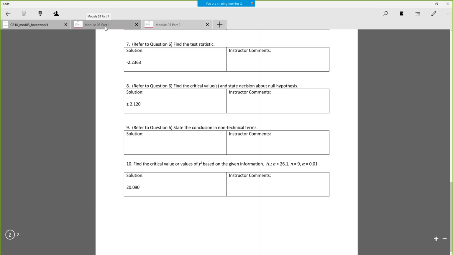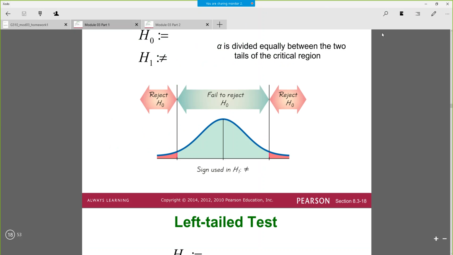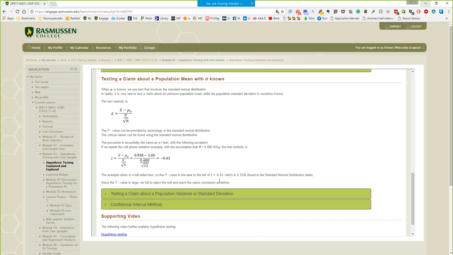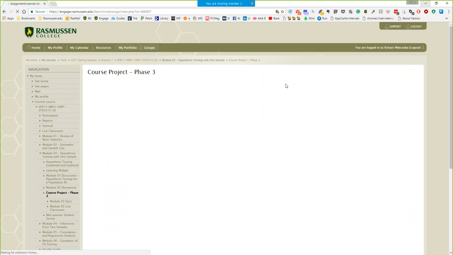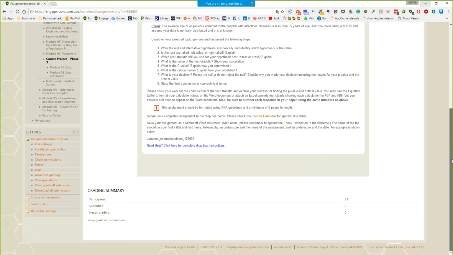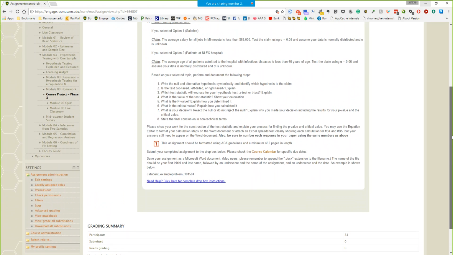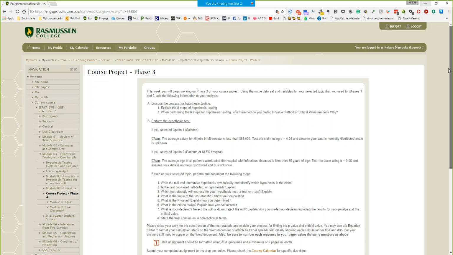Okay, now I recommend you read part 1 and part 2 of the PDF. Okay, and you should be able to do the quiz with the help of the spreadsheet. And after you've done all that, you should be able to do the course project phase 3, because phase 3 is about hypothesis testing. Okay, so make sure you understand the hypothesis testing before you attempt to do the course project. And if you have any questions in the meantime, just email me and I'll help you out.